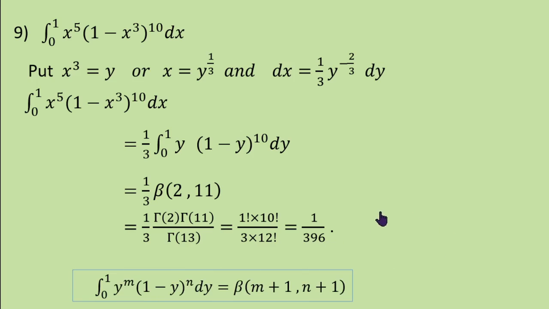So we use this formula: integral 0 to 1 of y^m (1 minus y)^n dy is beta(m plus 1, n plus 1).